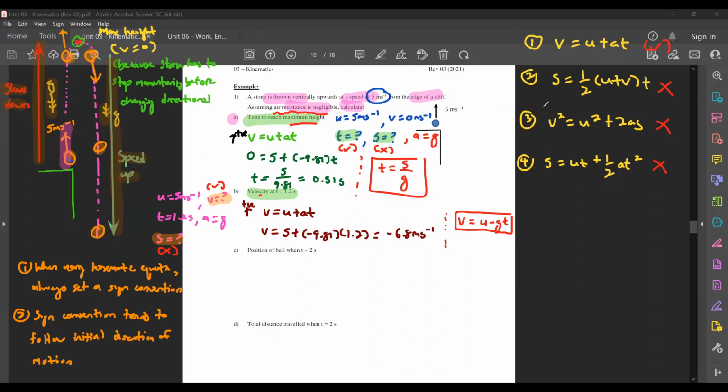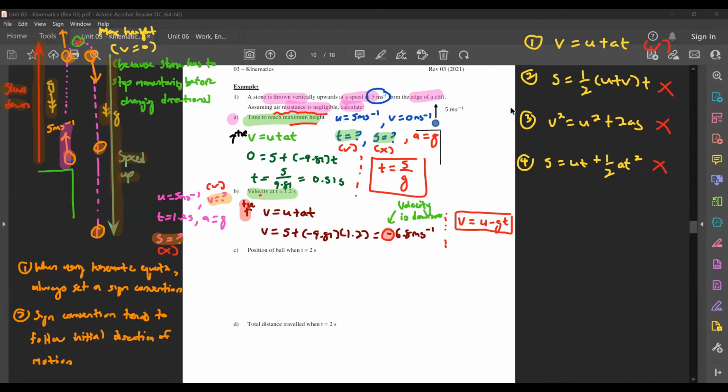Now the thing that you can probably try to see here is, what is the significance of this negative? Your positive and negative here is made with respect to your sign convention. If you're getting a positive value, it means your velocity is in the same direction as your sign convention. If you're getting a negative value, it is indicating that your velocity direction is opposite to your sign convention. This is essentially telling you that your velocity is downwards.